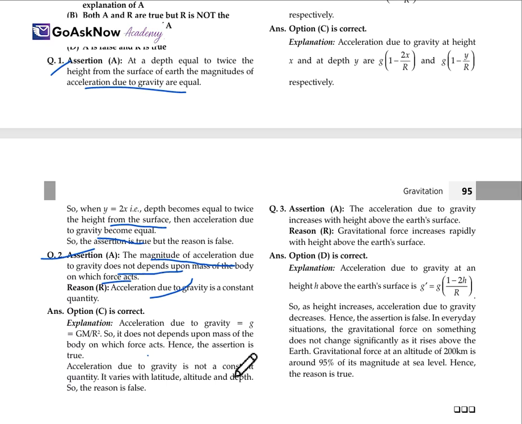Acceleration due to gravity is not a constant quantity. It varies with latitude. We have studied variation on the basis of height, depth, latitude, and altitude. So the reason is false. Whatever concepts we have covered, on the basis of that only we will have to answer.